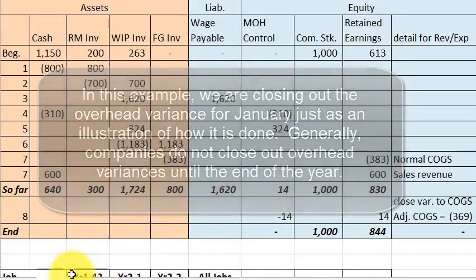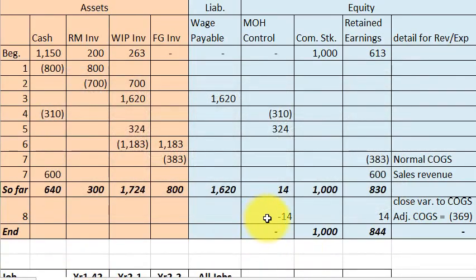So here's what we do. We want this manufacturing overhead control account to be 0. Since we have a positive equity balance, because I happen to list it over here under equity, we're going to reduce this account by $14, which means we need an increase in equity of $14. This $14 positive equity amount is a reduction to cost of goods sold.